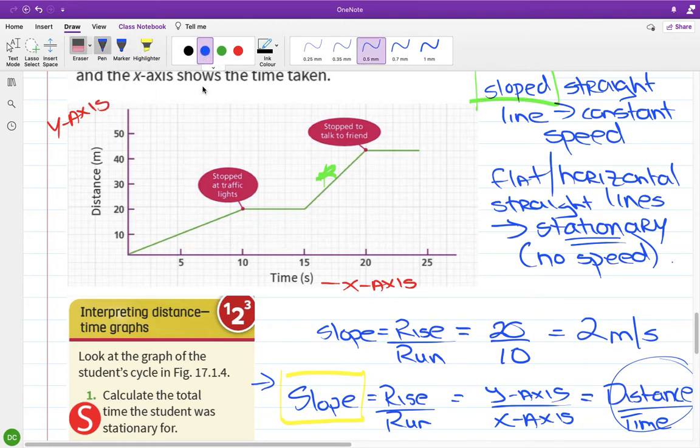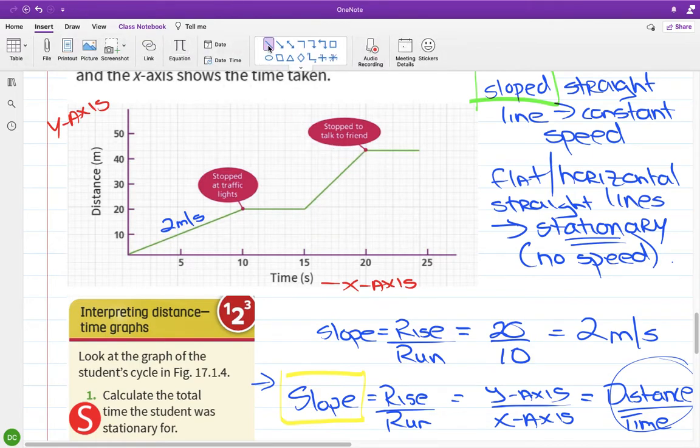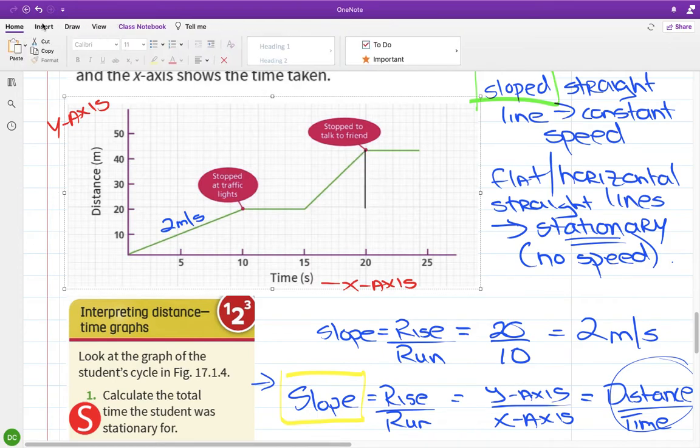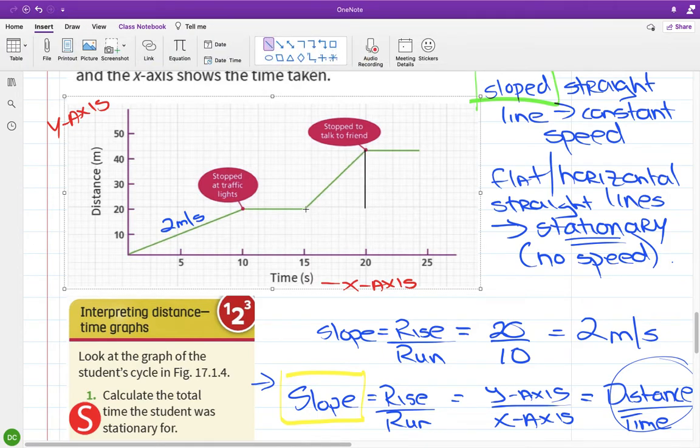Okay, so we just figured out that this line here represents a speed of 2 meters per second. So let's look at this one, the one that I think by eye is steeper or more sloped. So I think we're going to get a bigger answer here. So I'm going to put in my line to make my little triangle. So that goes to there, and then insert a line, and it goes that way.